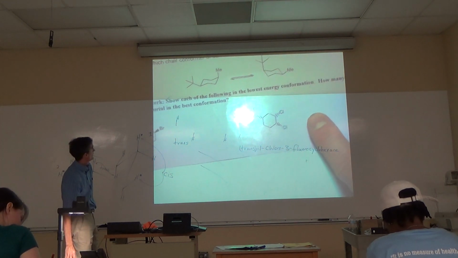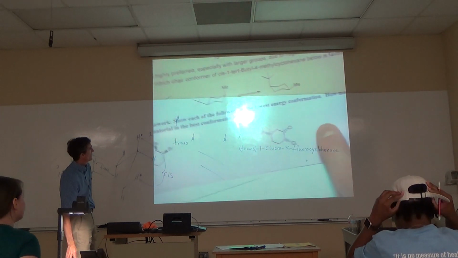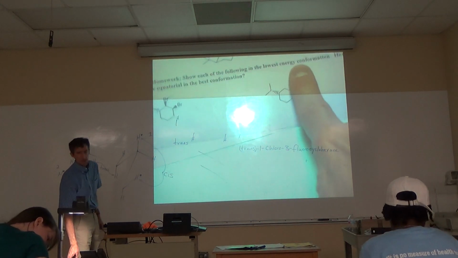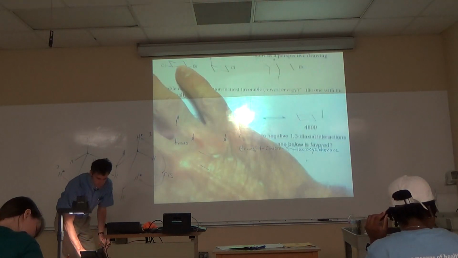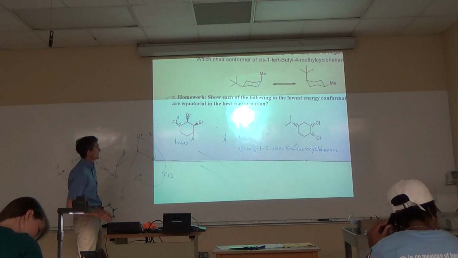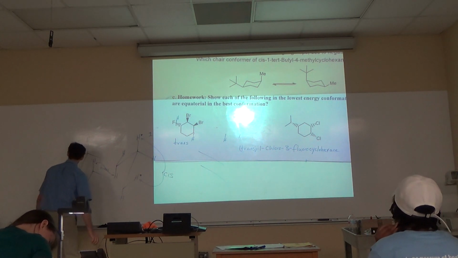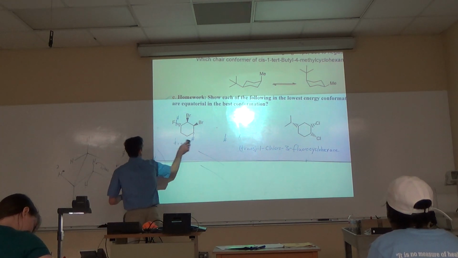Homework. Show each of the following in its lowest energy conformation. Now, I could have clarified lowest energy chair conformation, but you see these are cyclohexanes, so you know we're doing chairs. Right? Can you do the first one? And then I'll let you do the other one on your own. Show that in the lowest energy chair conformation.